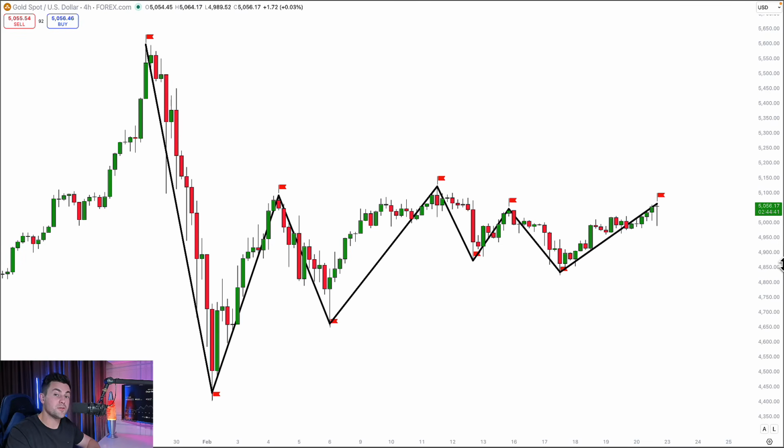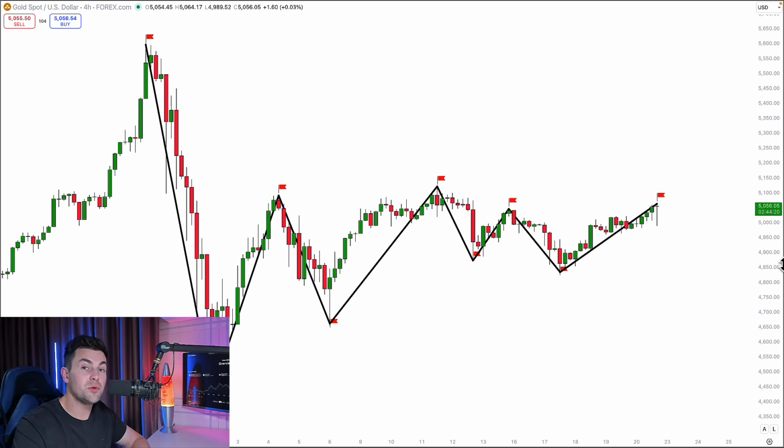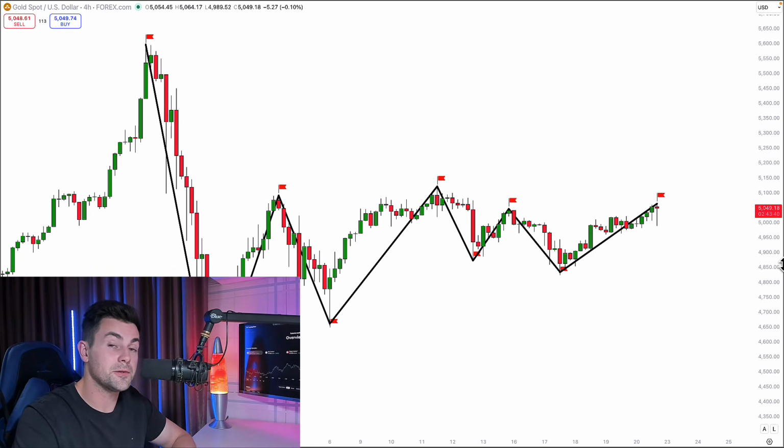And now our price chart looks like a sequence of zigzag movements. It will help you better orient yourself in the market. It will help you better understand the market trend and the current sentiment.